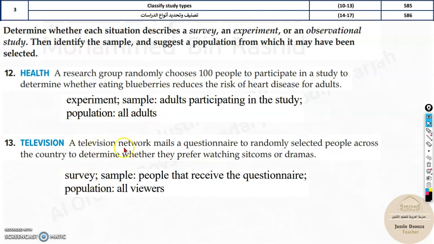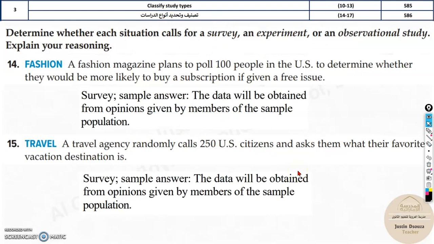All the adults participating in the study are the sample, whereas all adults are the population. In the same way, a television network mails a questionnaire. Now, whenever a questionnaire comes, it's a survey. Whoever receives that is the sample, and all the viewers of the television network are the population. So these are the three things: what type of study, is it a survey, experiment, or observation, and what is the sample and the population. Very simple.